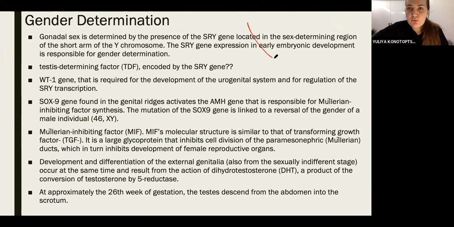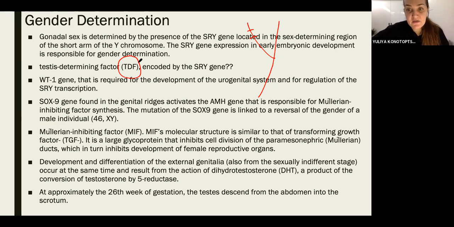Basically, why are you a female? That's the question that we should be asking. You're a female because you don't have the Y chromosome. On the short arm of the Y chromosome, there is a gene. This gene is called the SRY gene, and SRY stands for sex determining region of the Y chromosome. This SRY gene is coding for a factor called testis determining factor.